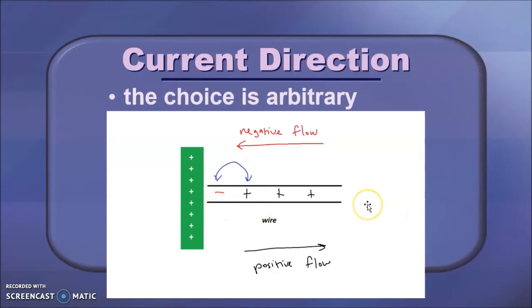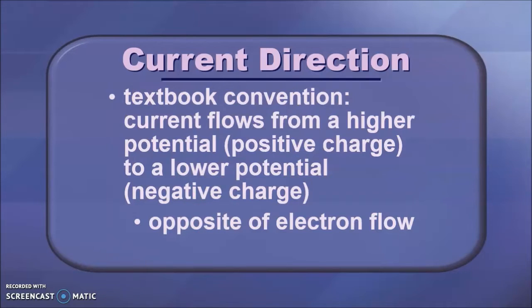Okay, so when it comes to current direction, it's really up to you on how you want to view it. Now, the textbook convention says that, and again, this is how this book is choosing to present the information, the current flows from a higher potential or positive charge to a lower potential negative charge, which is the opposite of electron flow.